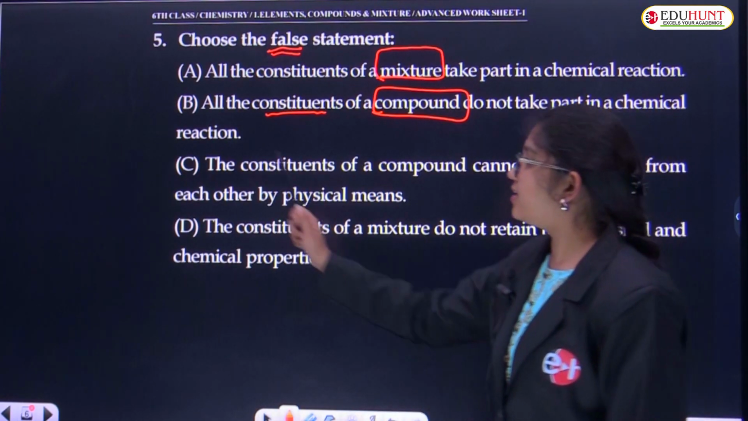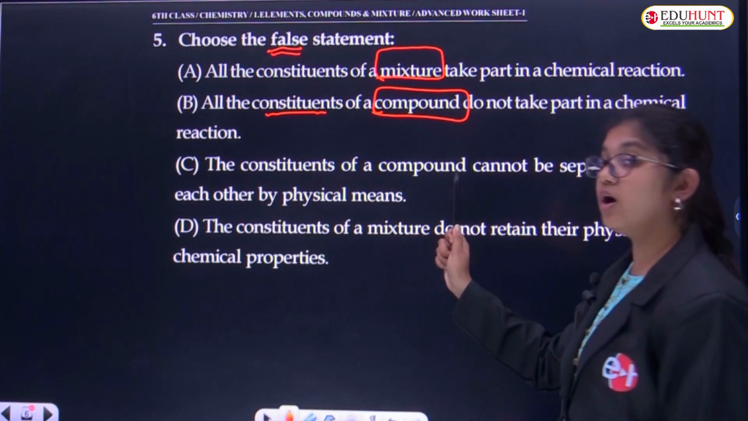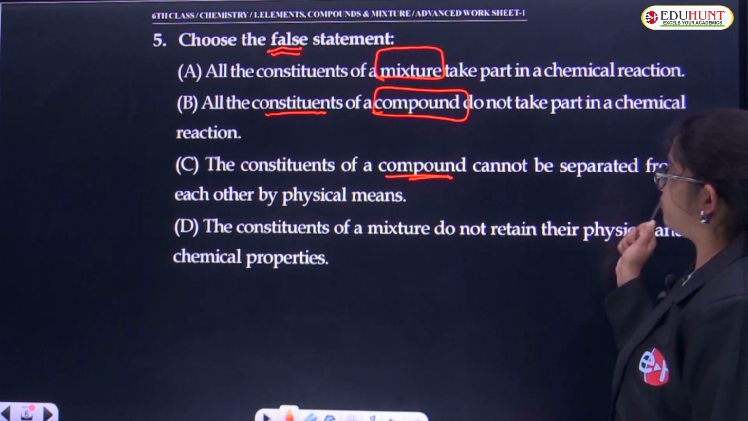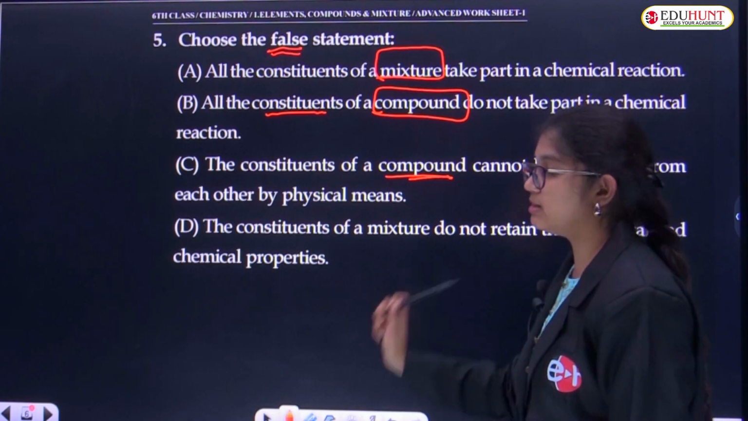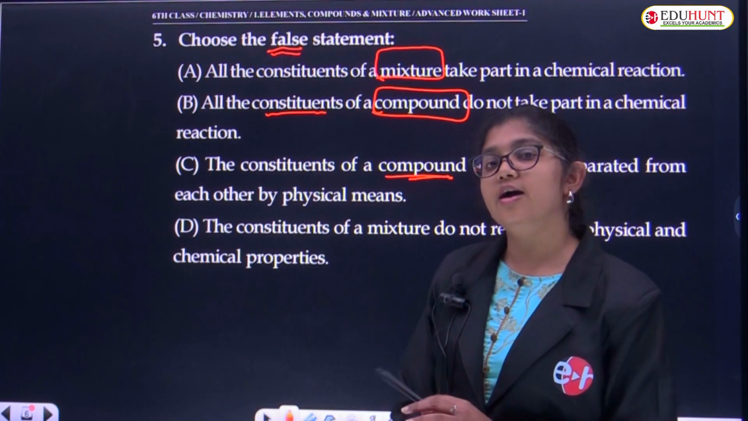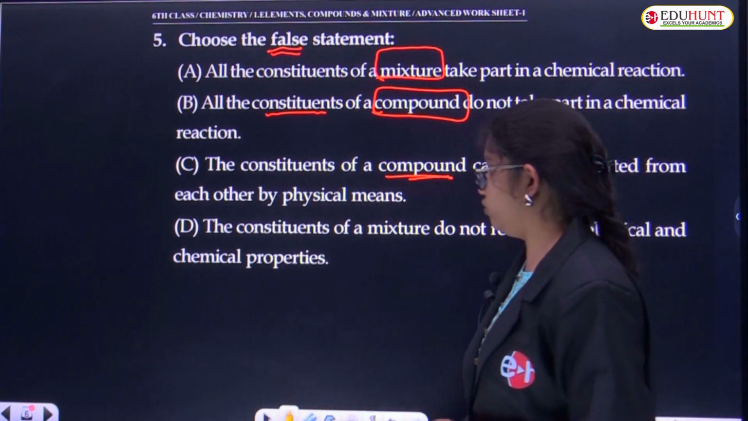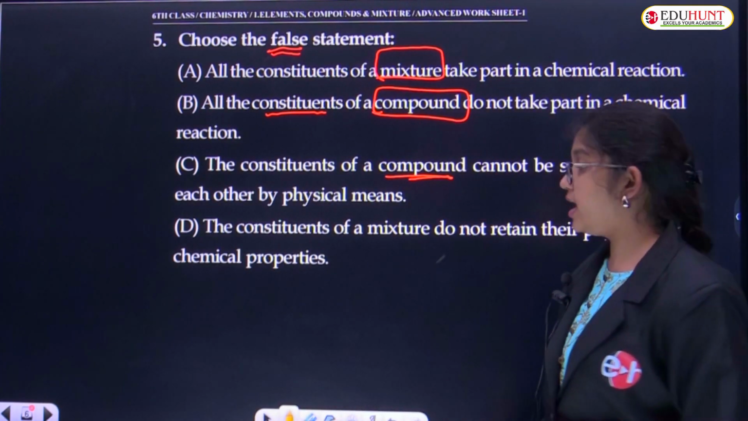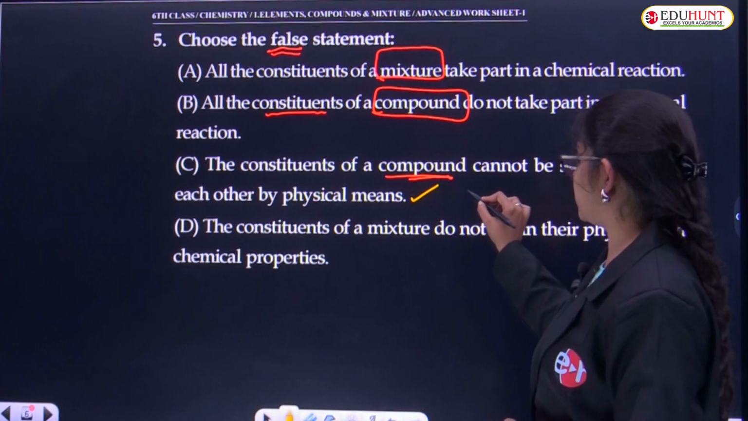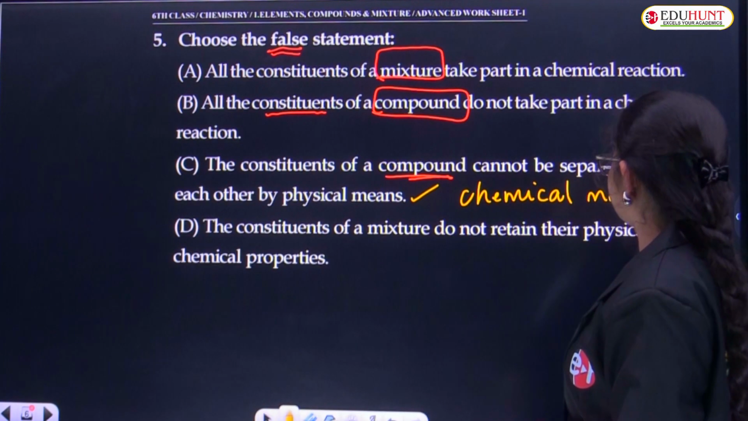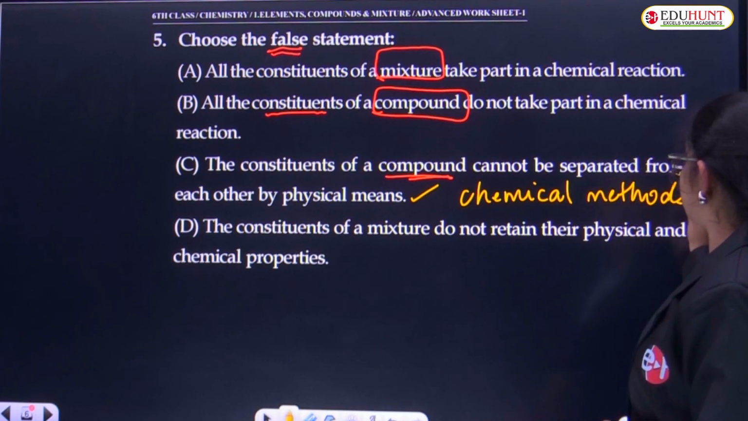Don't worry. Okay. The constituents of a compound cannot be separated from each other by physical means. Is it true? Hence, it is a compound. It cannot be separated through physical means. Is it true? Absolutely true. Because it can only be separated by which methods? By only chemical methods. True, children?